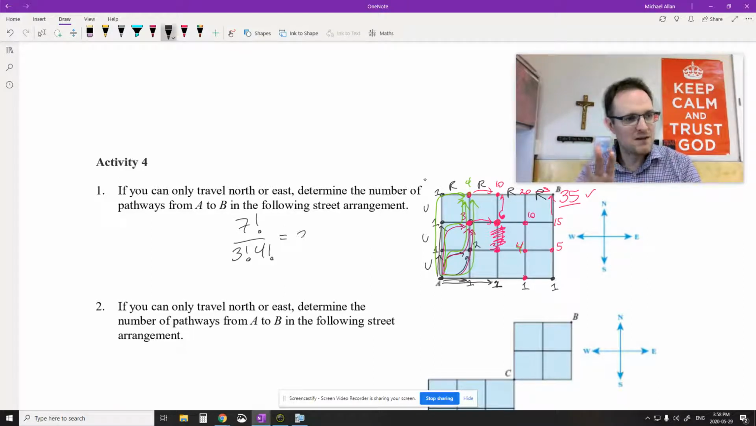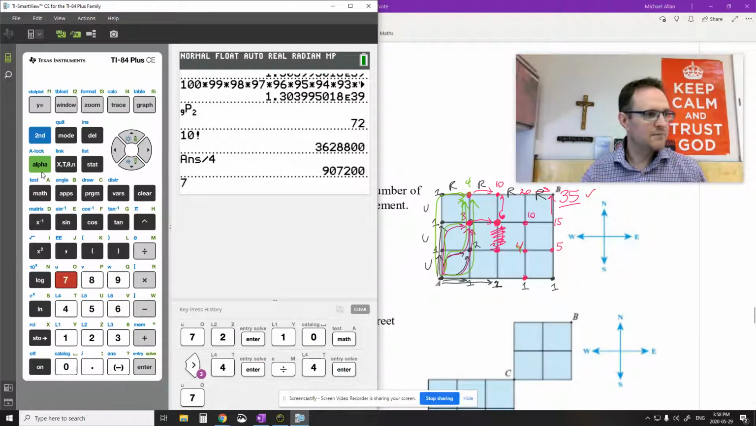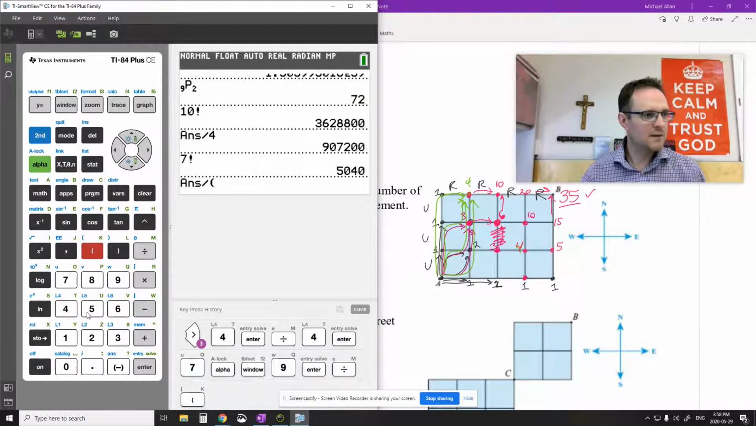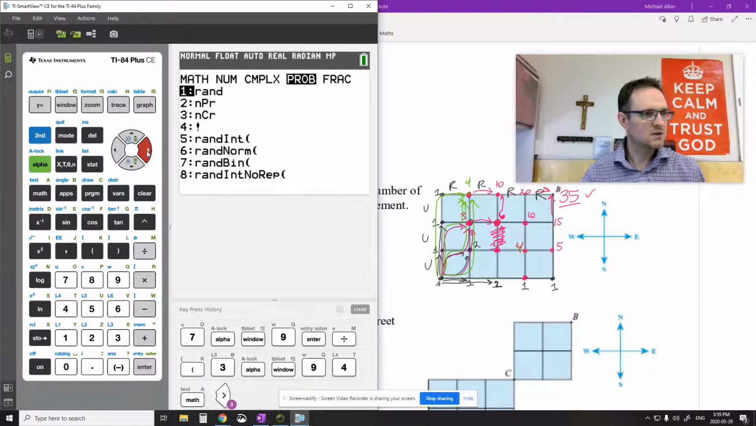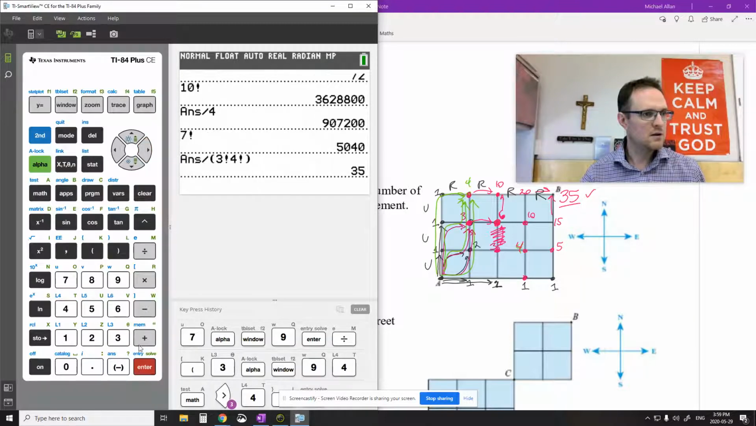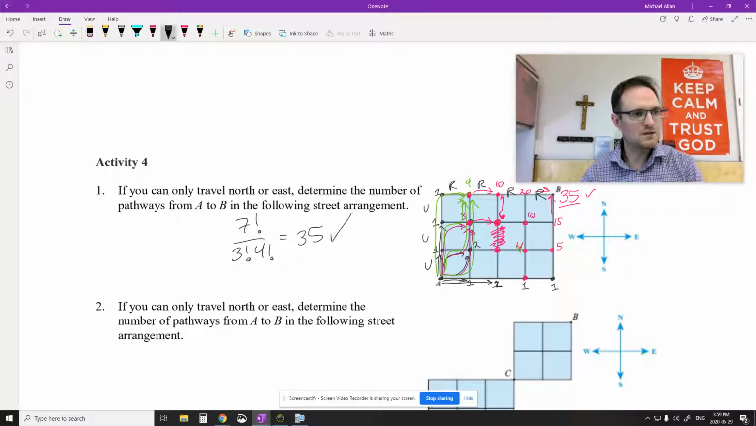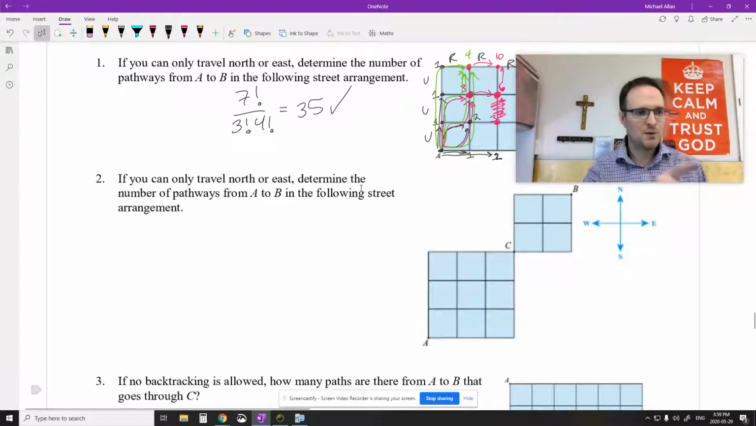Now, if I did the math on this, I should get 35. All right, so let's double check that. So 7 factorial, big number, divided by 3 factorial, 4 factorial, 35. So there's 35 ways to do this. Perfect. Now, when it comes to a point like this, if I go A to C and C to B, you're just going to find both those and just multiply them. It's kind of the same logic we had finding those numbers in the previous one.